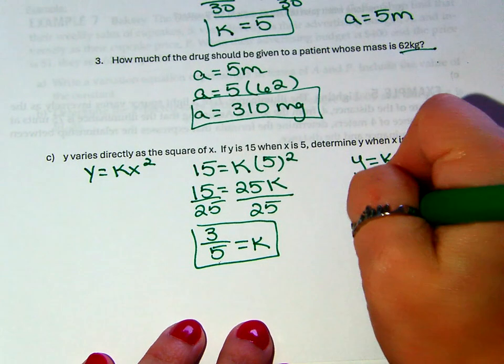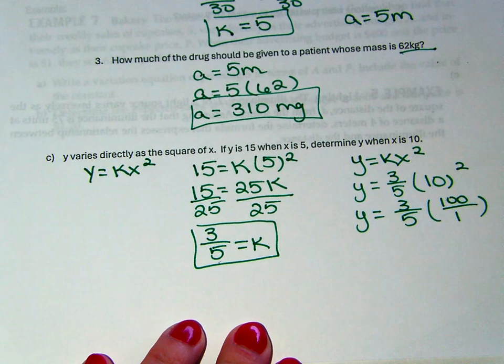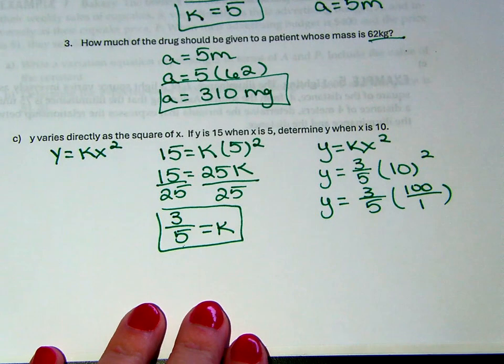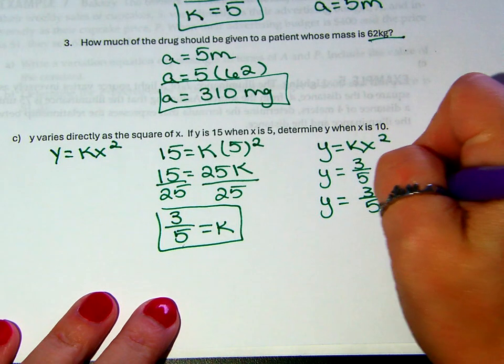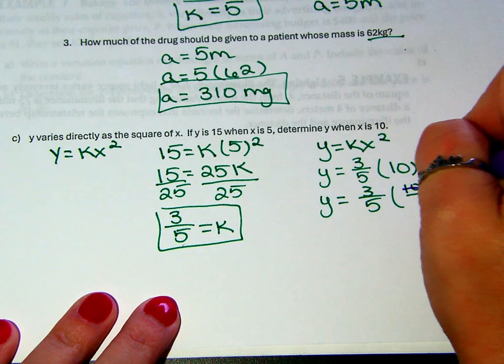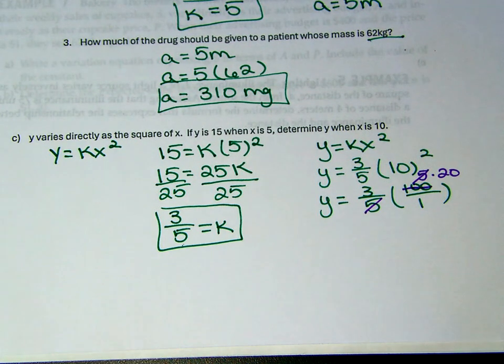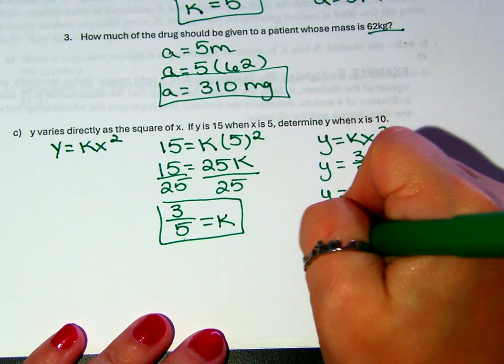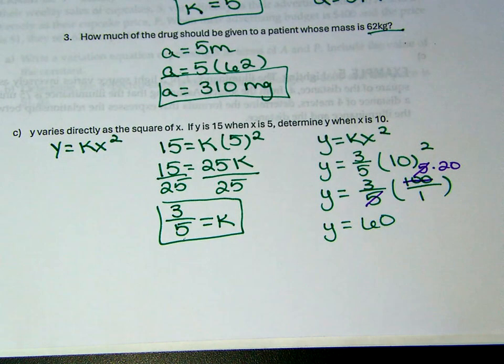So y is 3/5 times 100. I'm going to stick that as 100 over 1. Sorry, I went off screen a little bit, simply because I'm going to do some simplifying on the front end. I know 100 is 5 times 20, which means there's a 5 up here and a 5 down there. So I find y is 3 times 20, which is 60.